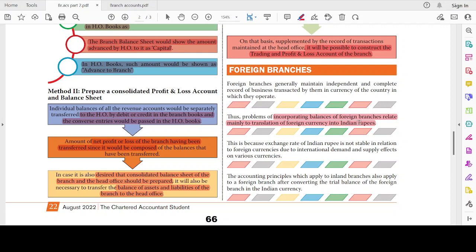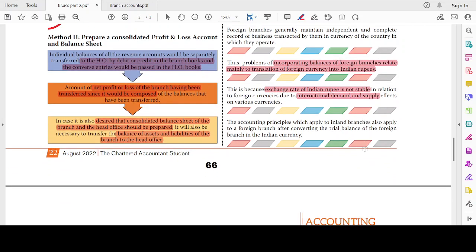Okay, because the exchange rate is not stable, right? The rate of 1 USD to INR on 1st April 2022 will not be equal to the rate of INR that will be there on 31st March. This is because the exchange rate is not stable. This is also due to international demand and supply.